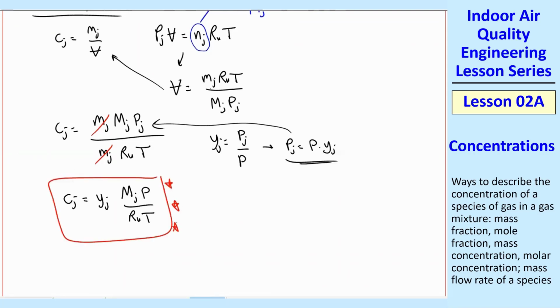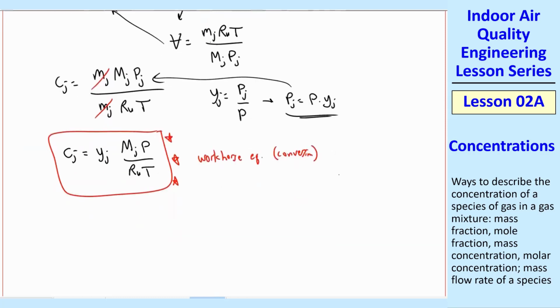There are a few equations in this course that I call workhorse equations, and that means we use them all the time. So this is one of these workhorse equations. It's actually just a conversion, but there are many times when we'll be doing a problem and we have, say, mole fraction Y and we need mass concentration, or vice versa. This is how you convert between the two.